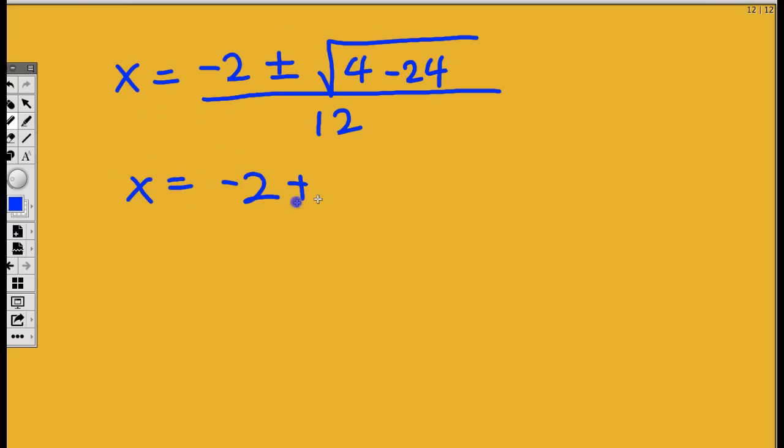All right, so now everything else is going to be the same. So I copy it again. Okay, all over 12. But inside the square root, now what do we have? 4 minus 24 is negative 20. So I write that down, okay?